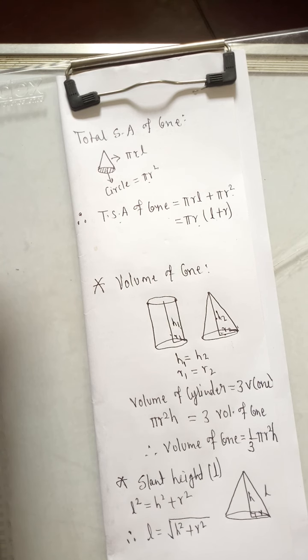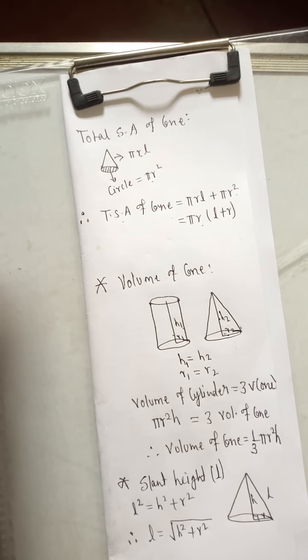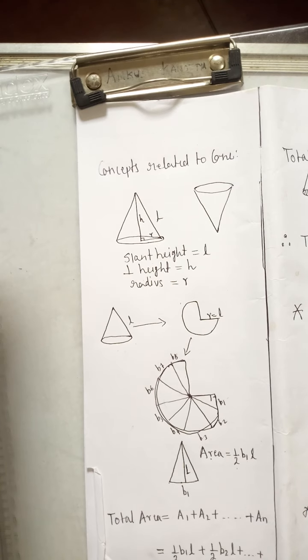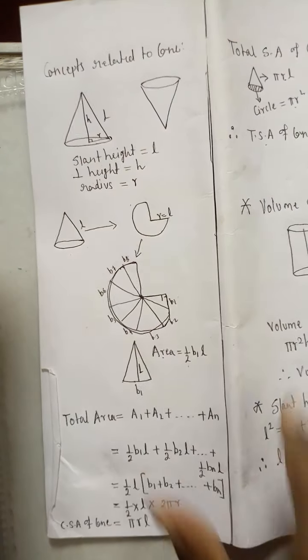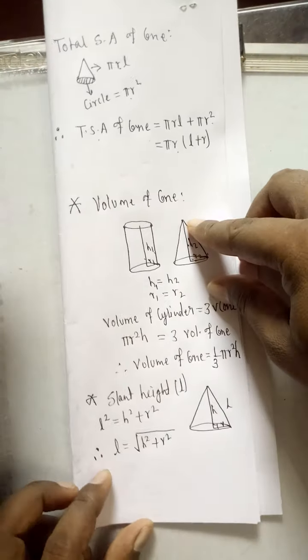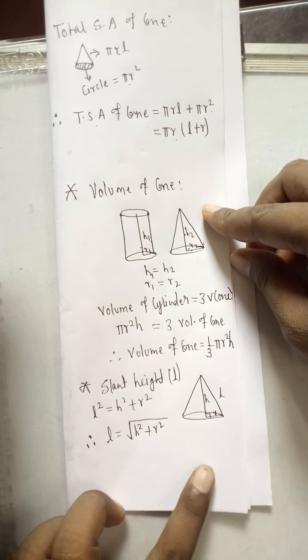So friends, I hope you all have understood the concepts related to cone, where we have discussed CSA of cone, curved surface area of cone, total surface area of cone, volume of cone and slant height in case of cone.